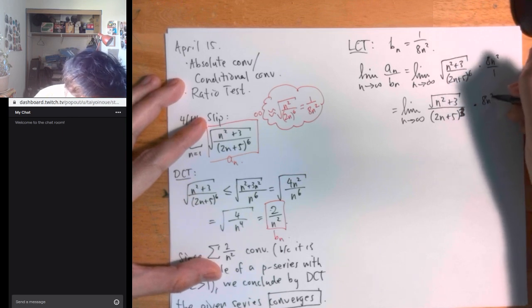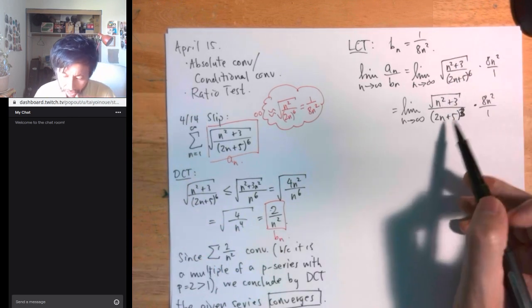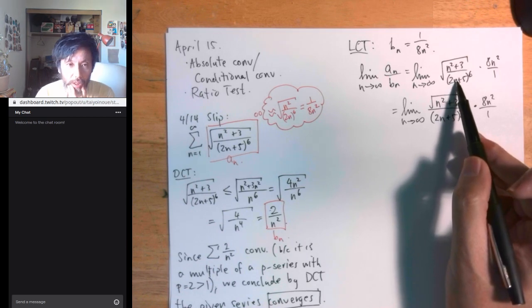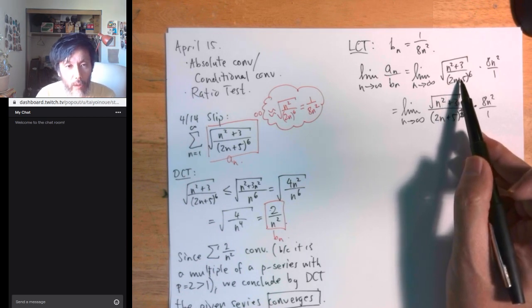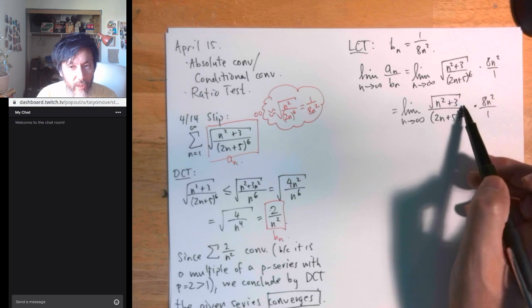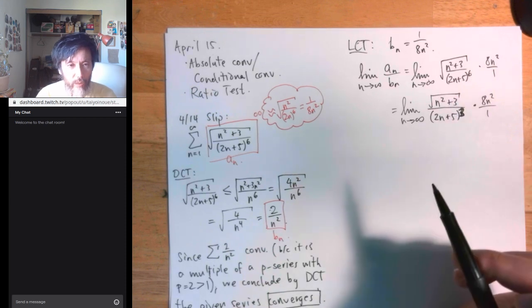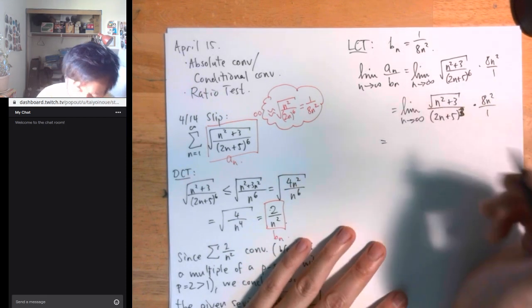Then we have 8n squared over 1. Notice that I took the square root of 2n plus 5. That's the same thing as raising to the 1/2 power, which is the same thing as multiplying 6 by 1/2 to get 3, this new exponent. Okay? All right, so now what do we do?